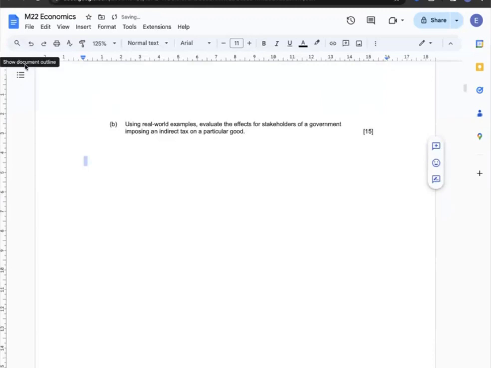Question B, using real-world examples, evaluate the effect for stakeholders of a government imposing an indirect tax on a particular good. My intro will define indirect taxation and its relevant stakeholders.